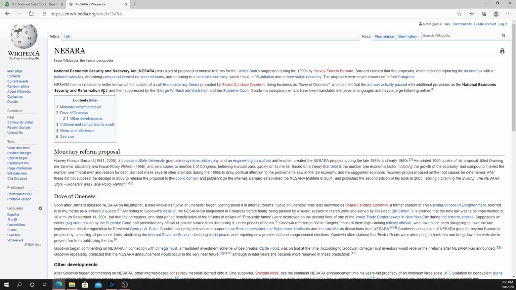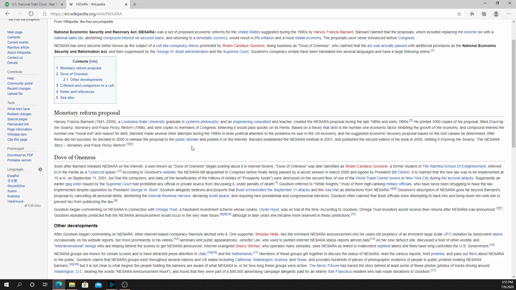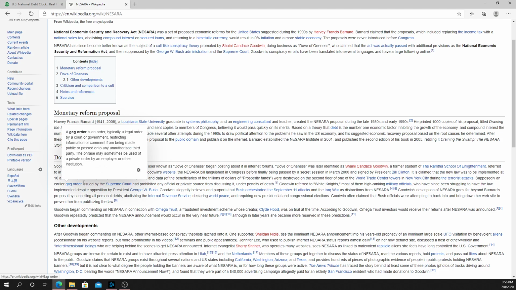Now, there's a conspiracy theory behind this, and this is mainly what the Wikipedia article talks about. It is not necessarily how great the act is for the American people, or exactly what it proposes, but more about, oh, it's just this huge conspiracy. And what I'm talking about this is because it was supposedly implemented on 10 a.m. September 11th, 2001. Now, a lot of people say that this was never signed or never introduced before Congress. However, according to Goodwin's website, the bill languished in Congress before finally being passed by a secret session of March 2000 and signed by President Bill Clinton. It's claimed that the new law was to be implemented again September 11th, 2001 at 10 a.m.